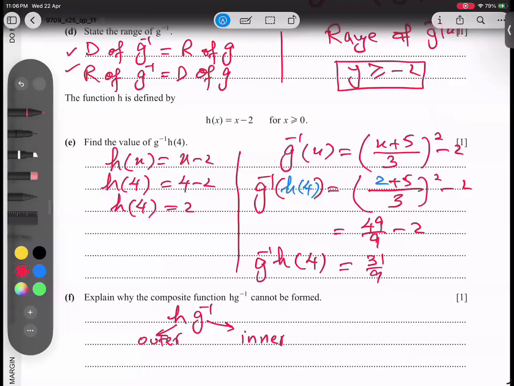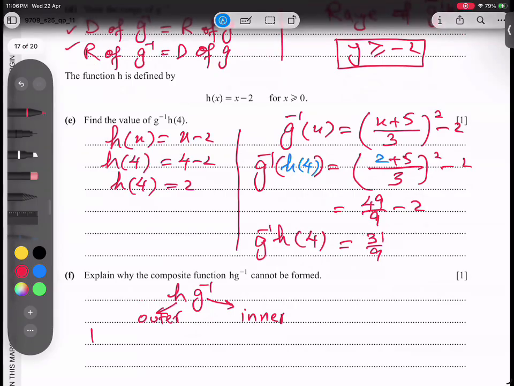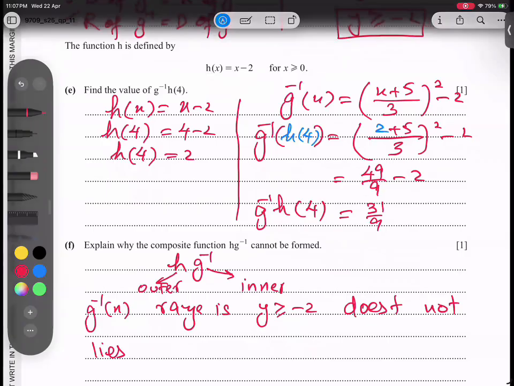Okay. So what is the basic rule we have? Inner function range is what? Inner function range is here. So I'm writing now here, basically what is the rule we have? Inner function, I call G inverse of x. Range is what? Range is y is more than or equal to -2. Okay, we'll check one thing. This is the domain of the inner function. We'll check, does this lie inside? So we'll say that the range of this function does not lie inside the domain of h of x function. It's called the outer function.